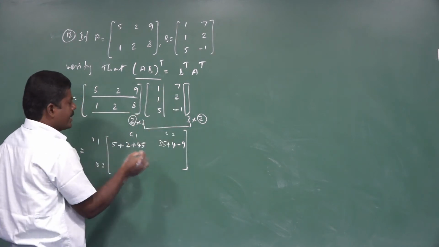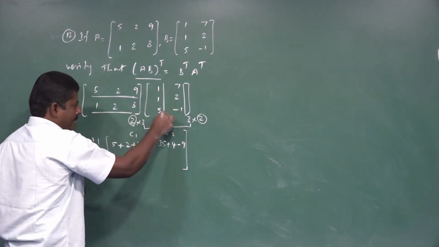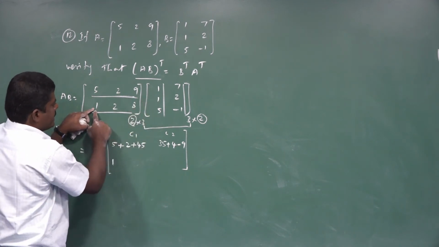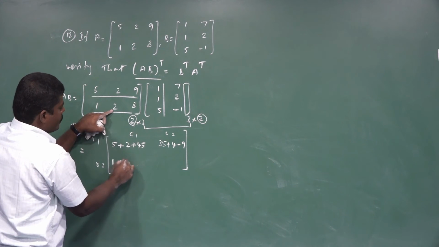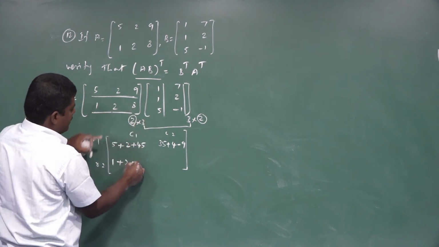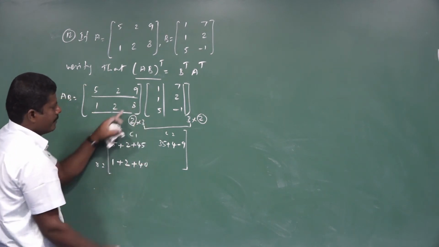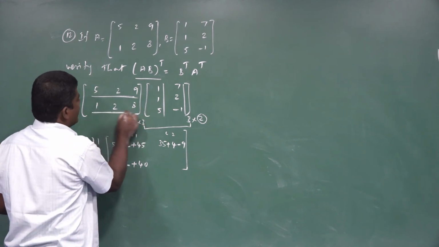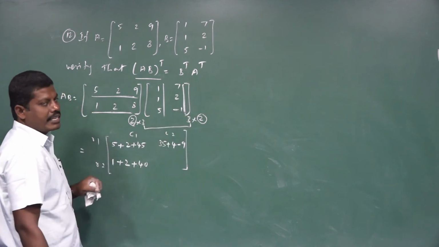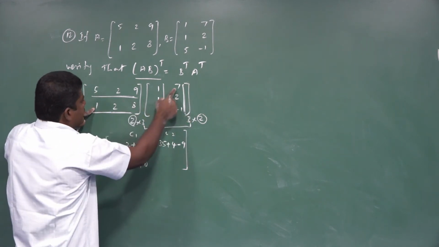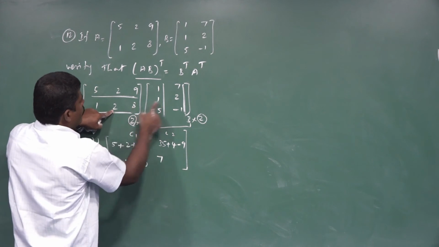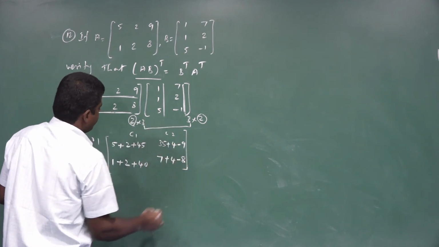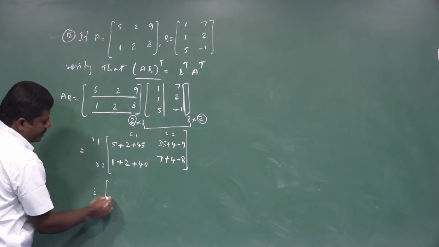Next second row. The 2 columns are over. Next you take second row, first column. 1 ones are 1. Next second element: 2 ones are plus 2. Next 8 fives are 40, plus 40. Next second row, second column. 1 sevens are 7. 2 twos are plus 4. 8 into minus 1 is minus 8. Multiplication is over.